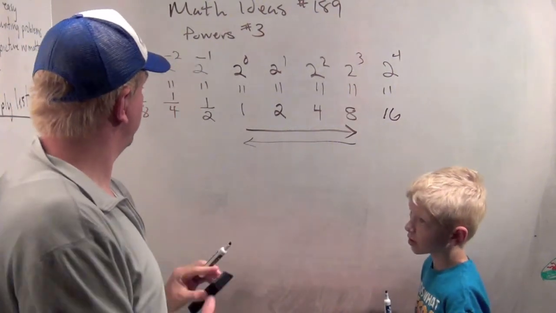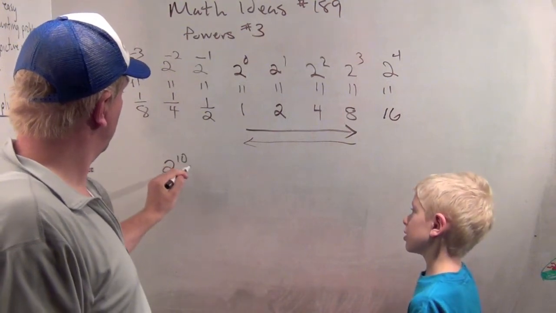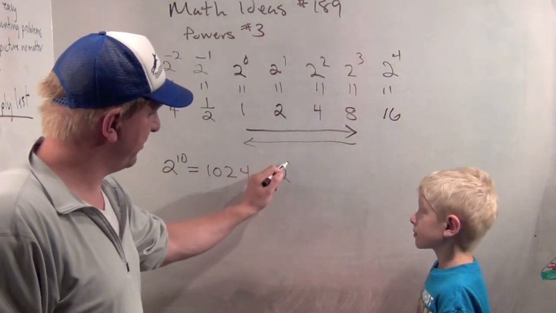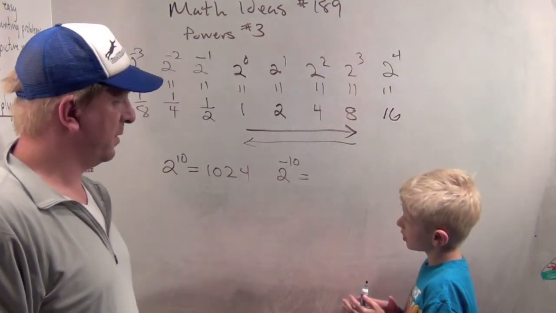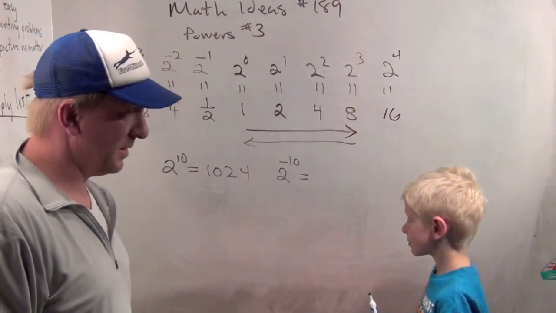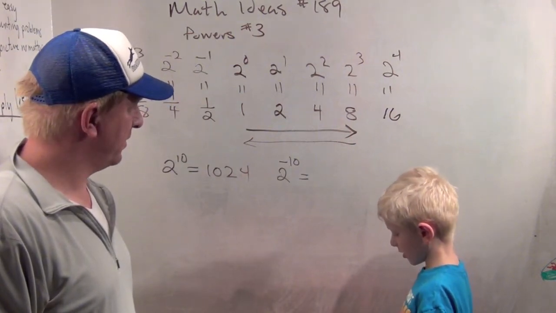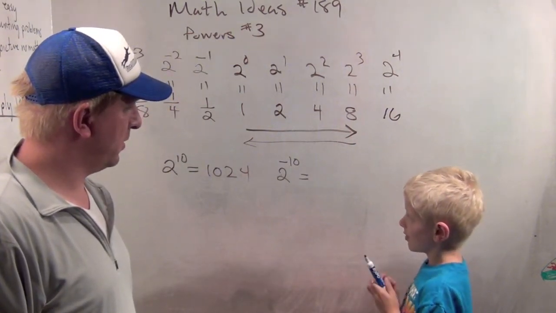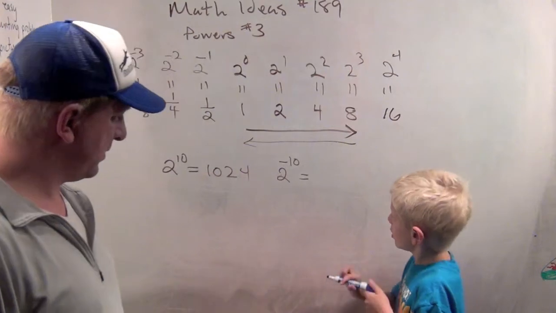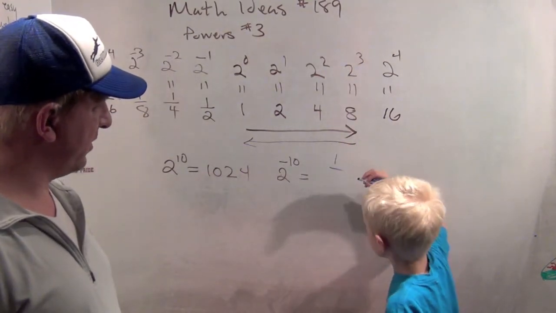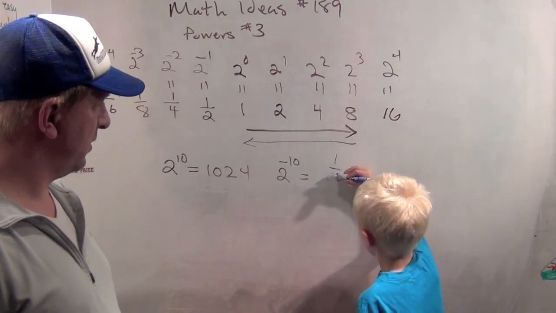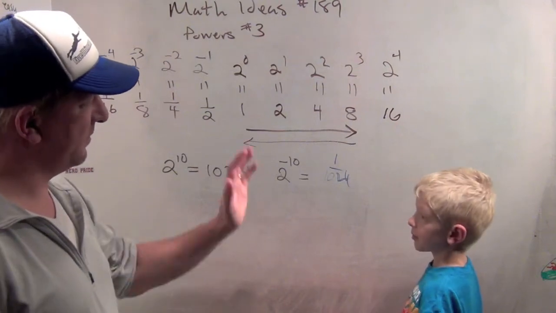So if I told you that 2 to the 10th is 1024, you think you could tell me what 2 to the minus 10th was? 2 to the minus 10 is 1 over 1,024. Good job. Go ahead and write it. 1 over 1,024. Good job. All right, high five.